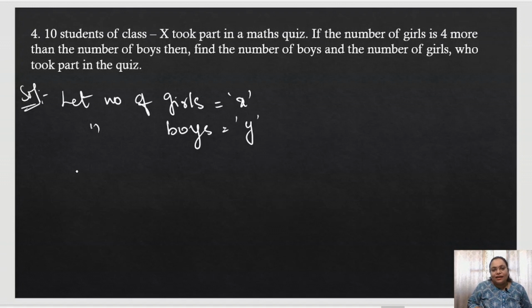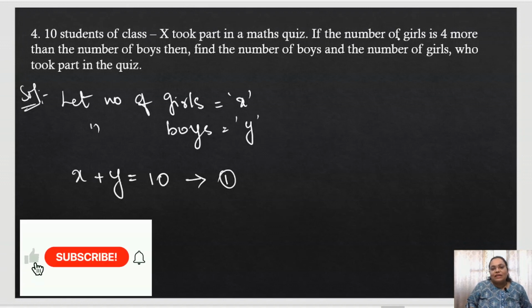So let us take the number of girls plus the number of boys who have taken part in the maths quiz. There are a total of 10 students. Okay. So x plus y is equal to 10. This will be our equation number 1.